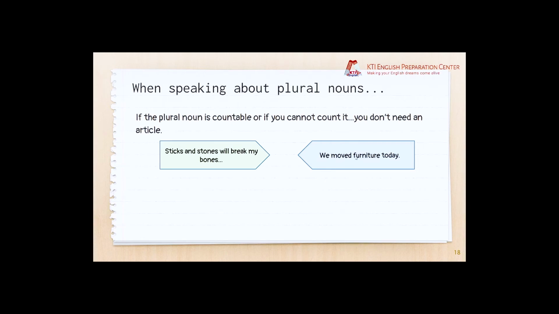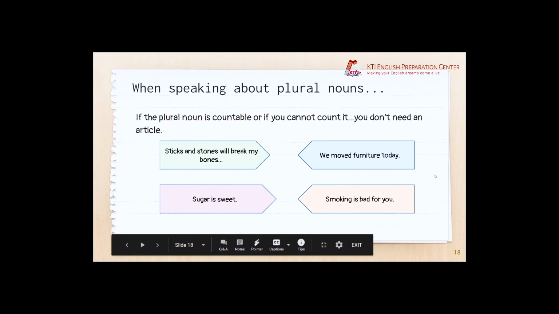We moved furniture today. Furniture is plural. We could say a piece of furniture, meaning one, but furniture can mean the tables and chairs and beds and couches and everything that we have to move when we move houses. Sugar is sweet. Sugar, you can't count each little granule, each little grain of sweetness. So when we say sugar, we talk about all of the little granules. Smoking is bad for you. Smoking, not necessarily counting 1 cigarette, 2 cigarettes, whatever, but the idea of smoking regularly is bad for you.